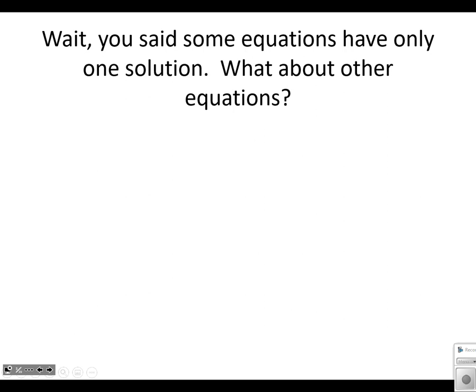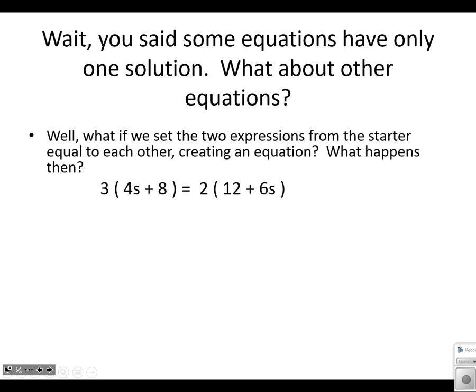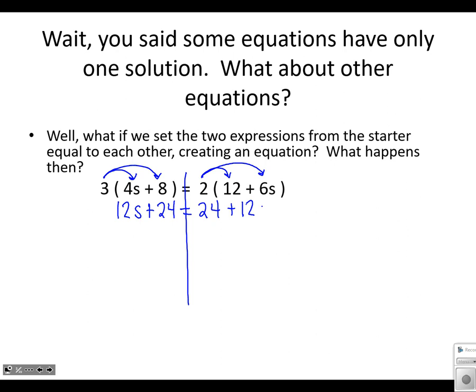So I said that some equations have only one solution, but what about other equations? Well, what if we set the two expressions from the starter, and hopefully you did your starter, equal to each other and create an equation? What happens then? So let's look at this. I got 3 times 4s. I'm going to distribute, obviously, so that gives me 12s. Actually, on the starter it was x, but bear with me. Plus 3 times 8 is 24, equals 2 times 12 is 24, plus 2 times 6x is 12s.